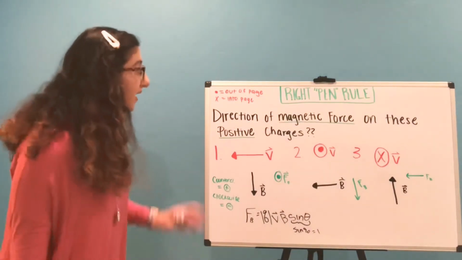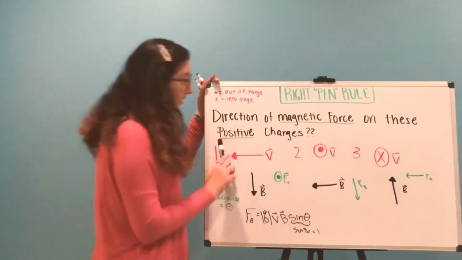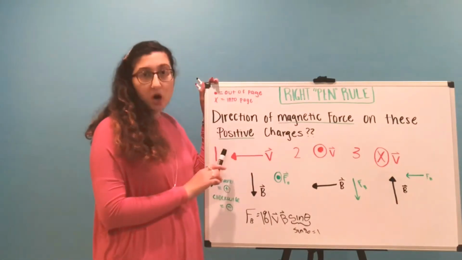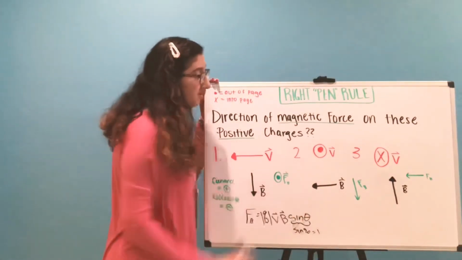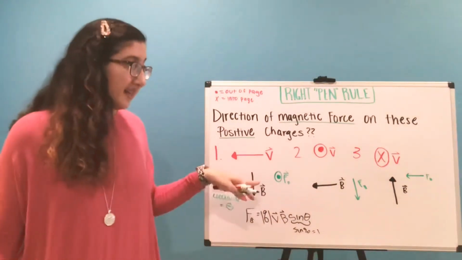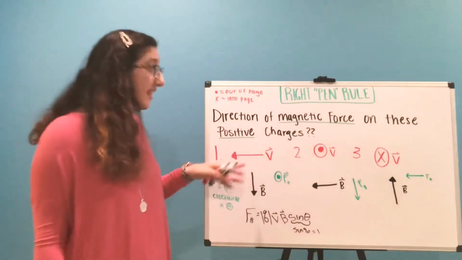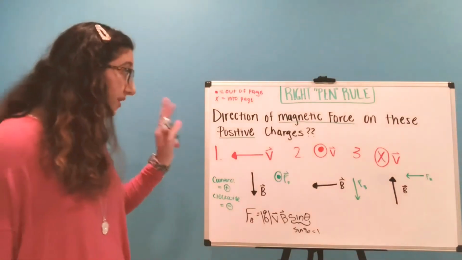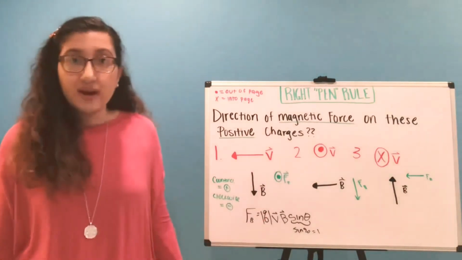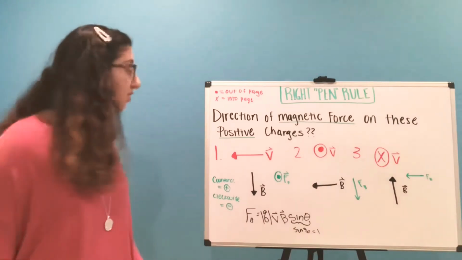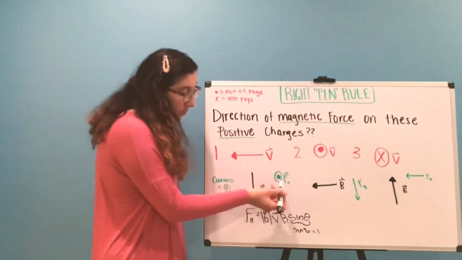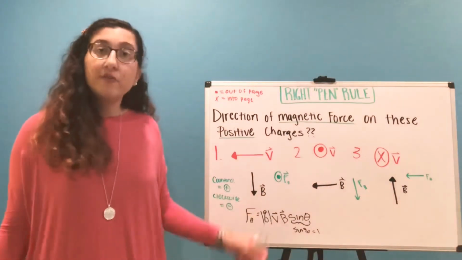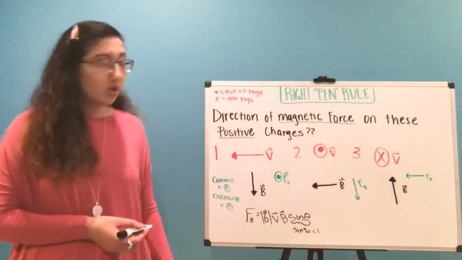Now, it is important to note, as I said earlier, that it matters if it's a positive or a negative charge. In all of these examples, it was a positive charge, so we'd leave the force as is. Now, if it were a negative charge, an electron, then the force would point in the opposite direction for all of these examples. Now, since this one is going out of the page, if it was an electron, the force would be pointing into the page.